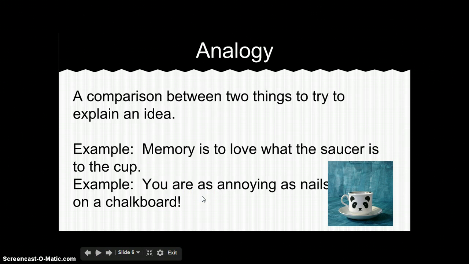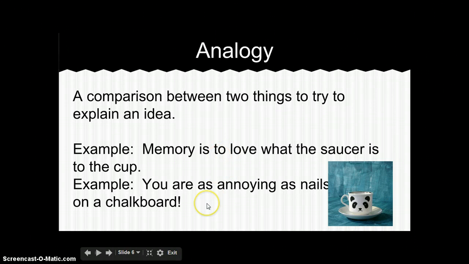An analogy is a comparison between two things to try to explain an idea. Sometimes these things might seem unrelated, but the explanation of these two unrelated things helps you to understand an idea. Example, memory is to love what the saucer is to the cup. And I have a picture here of a little panda bear cup, especially for Julia Craft. But you can see the cup sitting on the saucer. They're comparing that to memory and love.